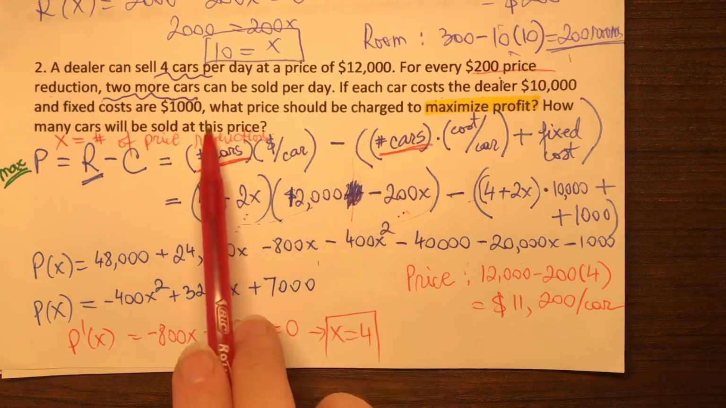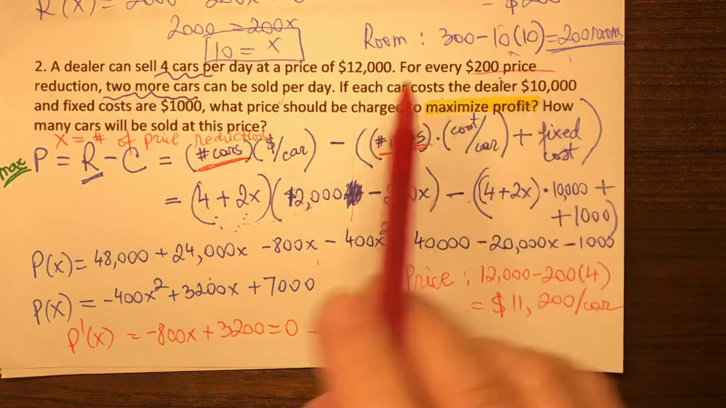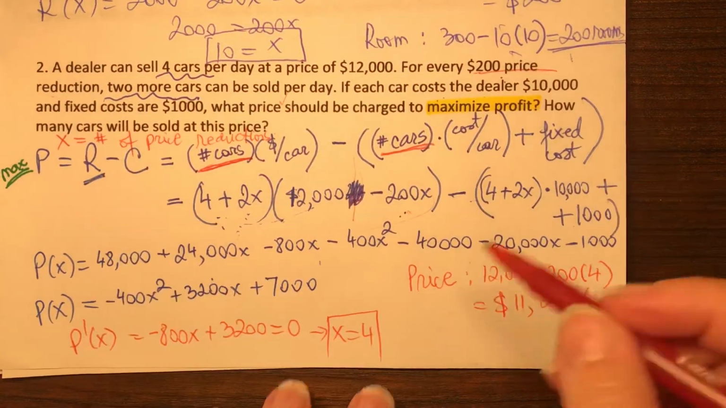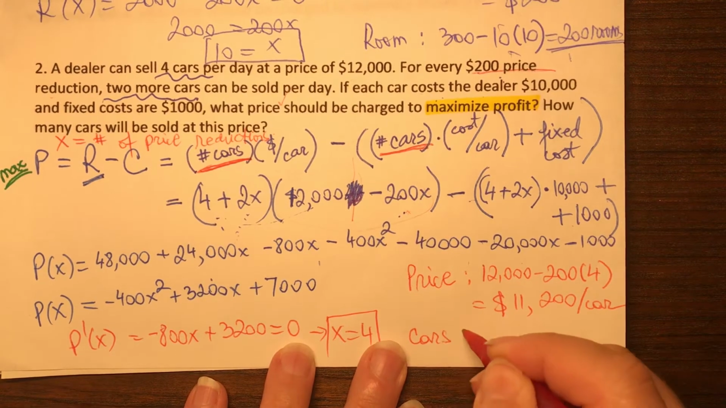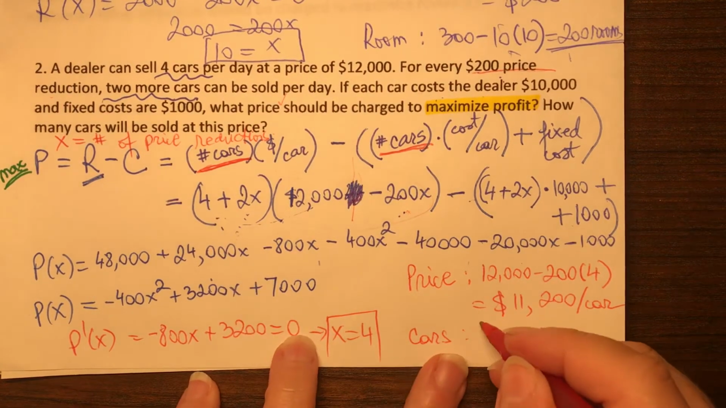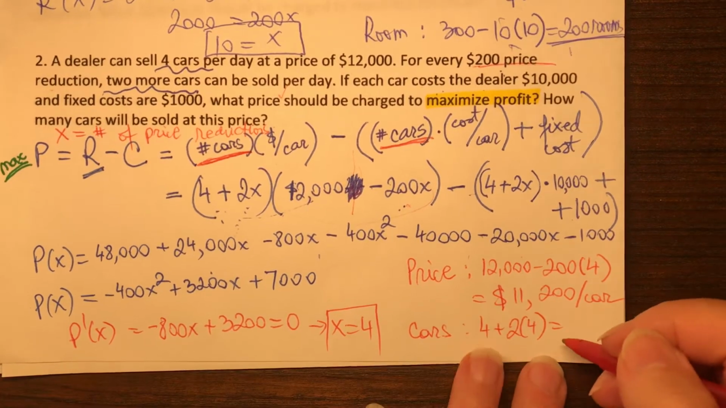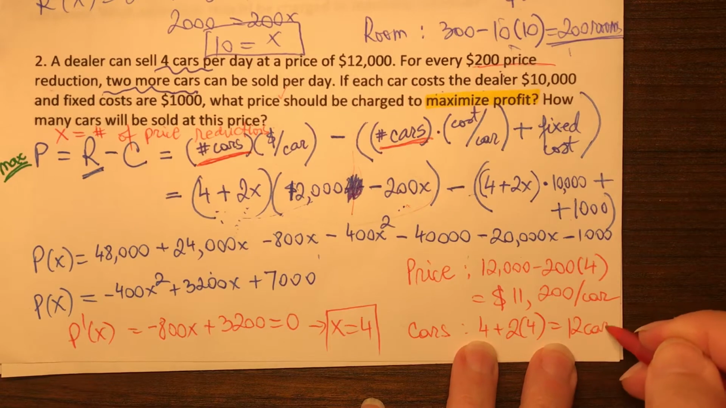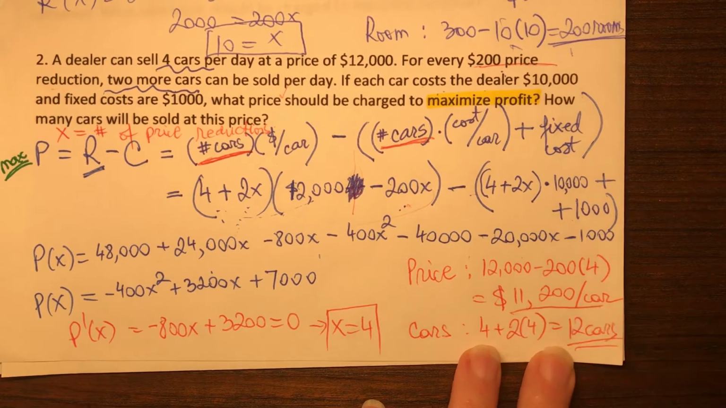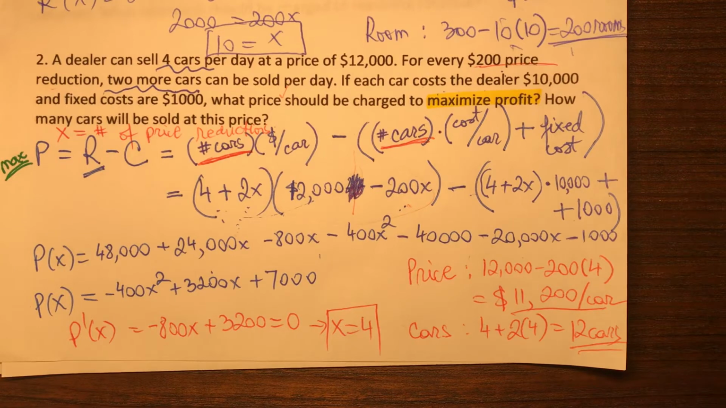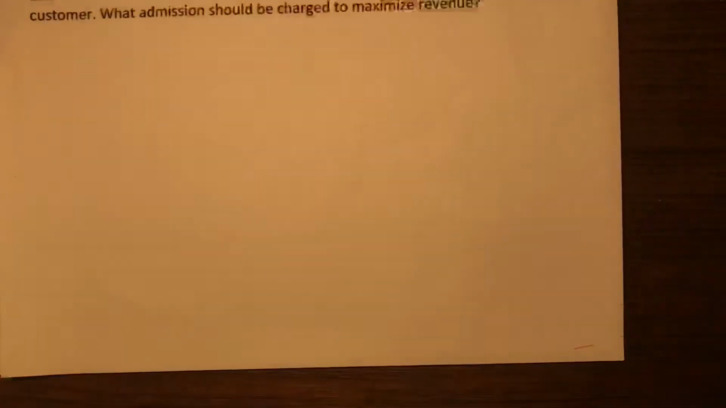Okay. What price? So we did this. Should be charged. How many cars will be sold at this price? The number of cars you'll end up selling is 4 plus 2x. 4 plus 2 times 4 is going to be 12 cars at 11,200 a car. So, as you see, the problem doesn't ask you to find the maximum profit. If it had, then you would have had to plug in that x in here and come up with a maximum profit. But when no one wants to know.